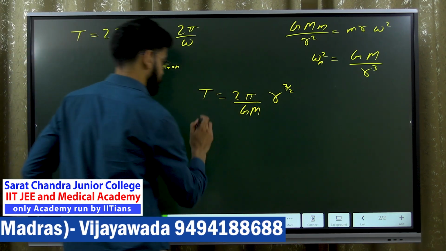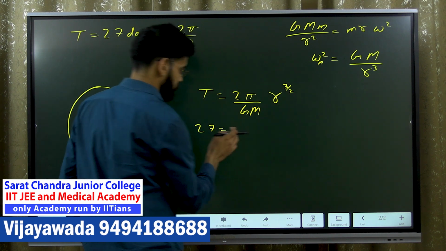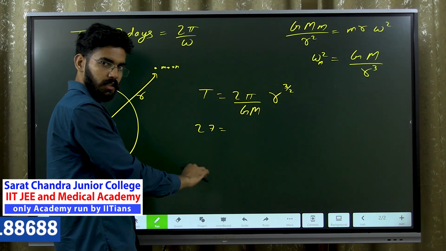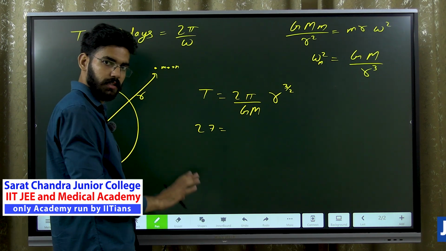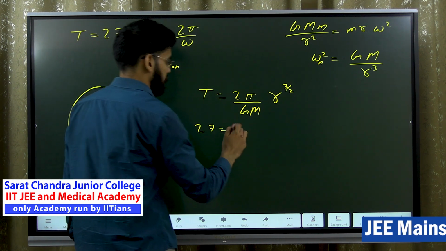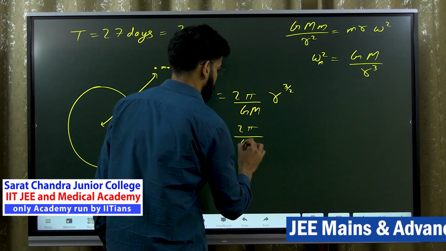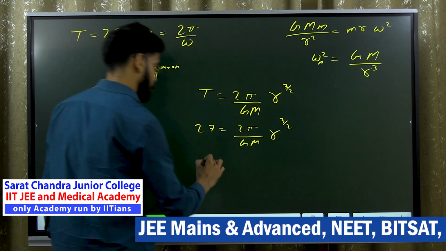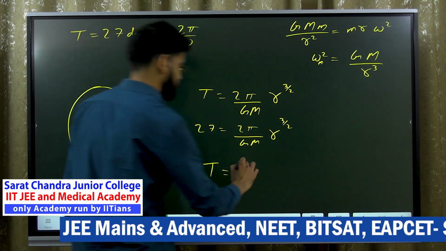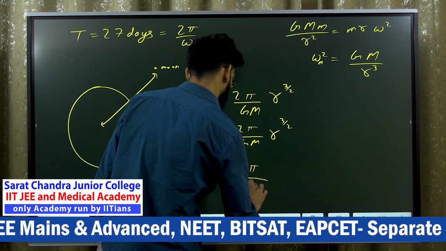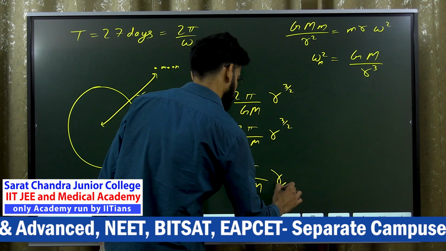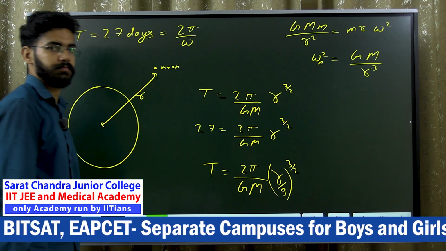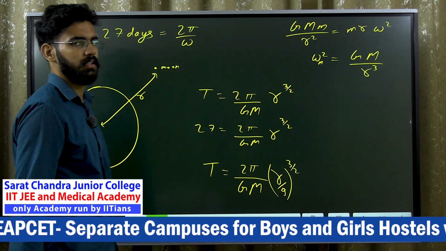So for the moon, this equation is like this: 27 days. I'm not converting into seconds, no need, because the final answer of the other time period also we have to calculate in days only. 27 is equal to 2 pi by GM r raised to power 3 by 2. This is for the moon. For the satellite, capital T is equal to 2 pi by GM, r by 9 raised to power 3 by 2. That's all. So you have to get the time period.